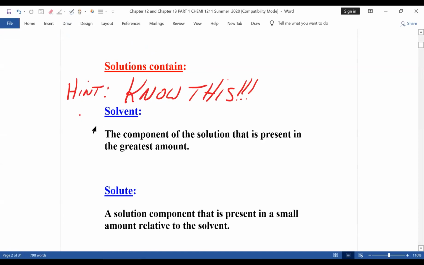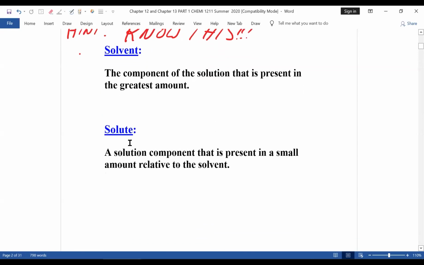All right, when you have a solution, you have two components or two definitions. One is the solvent. By definition, the solvent is the component of the solution that's present in the greatest amount. All other components are called solutes. You can only have one solvent, but you can have many solutes.